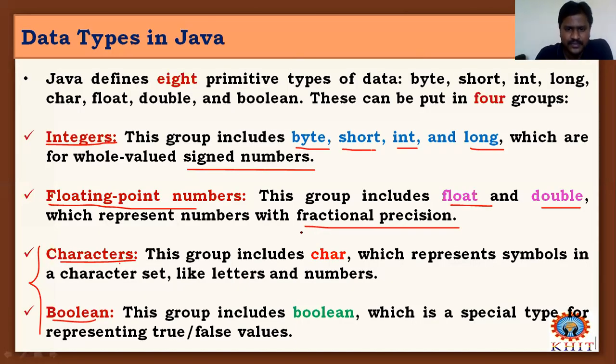Here, fractional precision. And coming to characters, this group includes char, which represents symbols in a character set, like letters and numbers. And we consider characters as an integral type by default in Java. And the next one is Boolean. Boolean includes Boolean values that may be true or false.